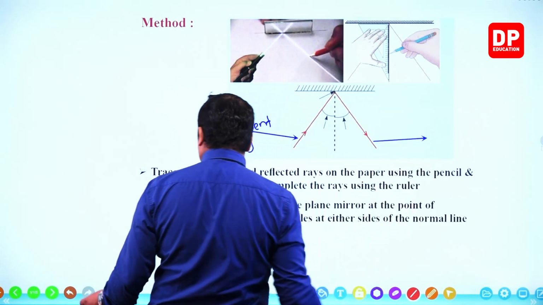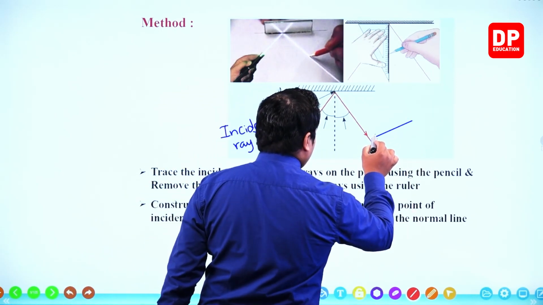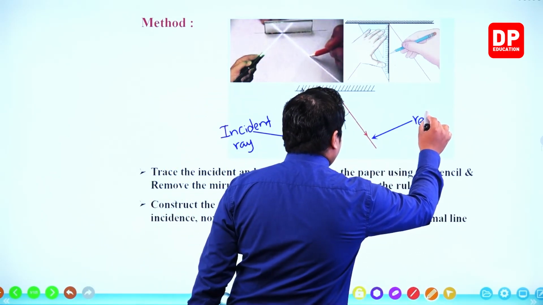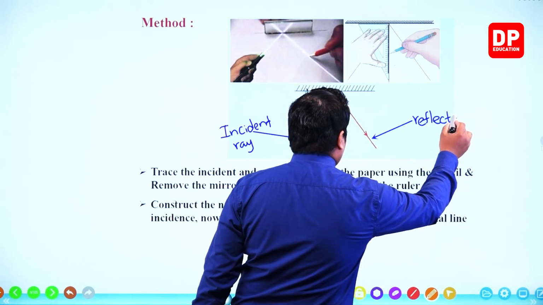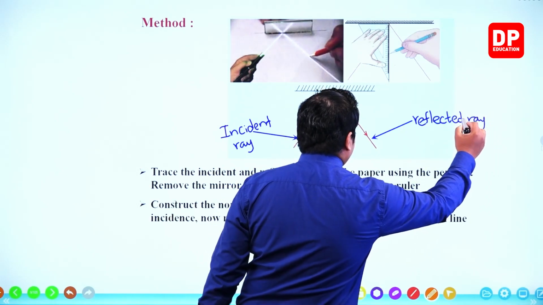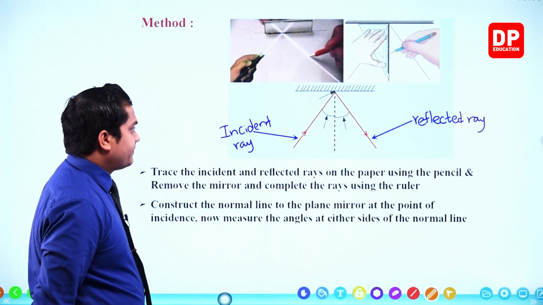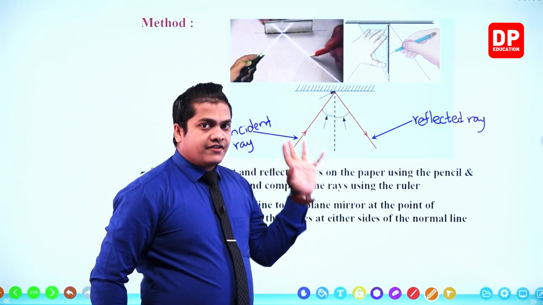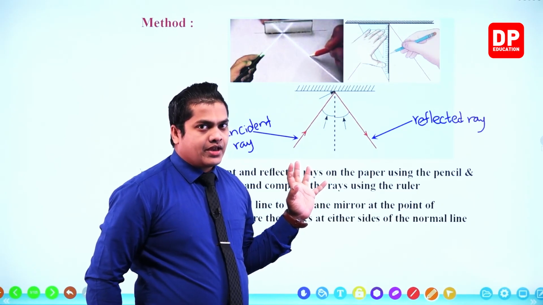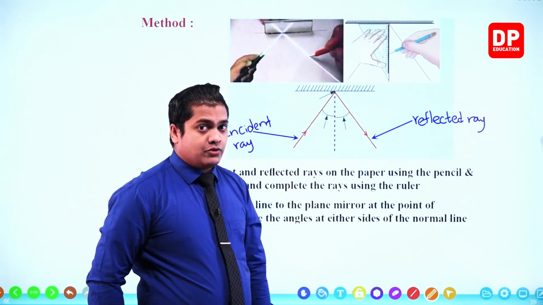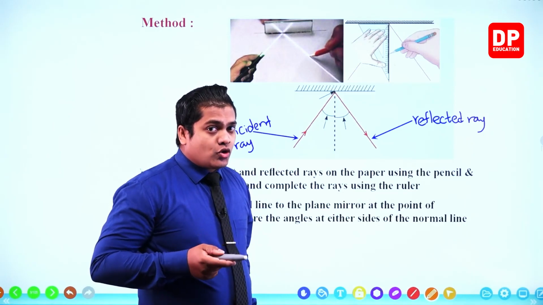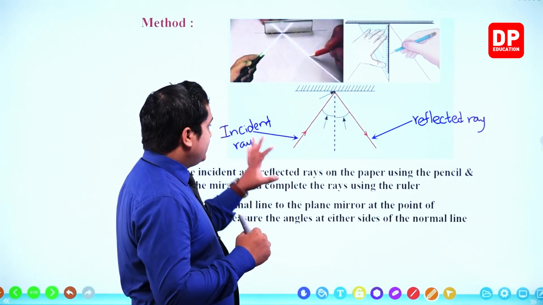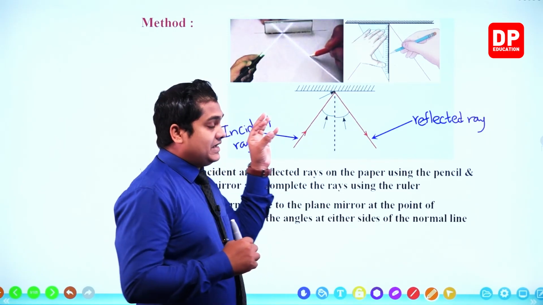This particular light ray is the one which is referred to as the reflected ray. The light rays which are coming towards the reflective surface are referred to as the incident ray. That means the light rays which you are going to direct towards a reflective surface. This particular one is the incident ray.